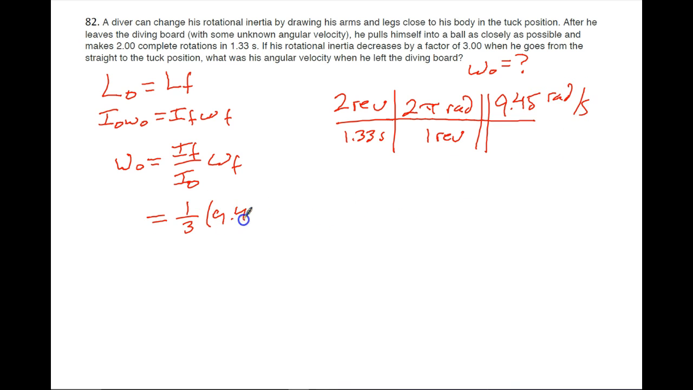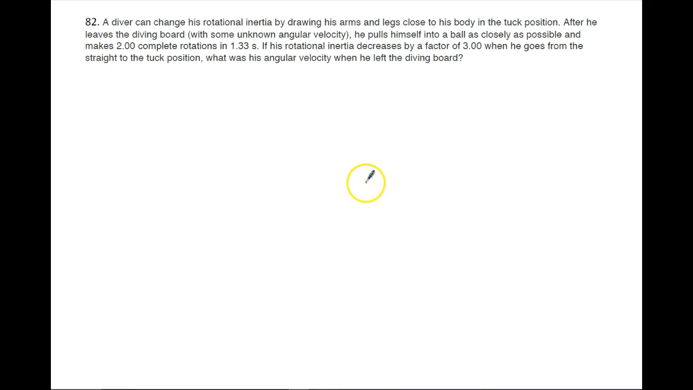1/3 of 9.45 then, and we end up with 3.15 radians per second. Let's go ahead and take a look at the next one. This one is number 83, so we only have a couple more here.